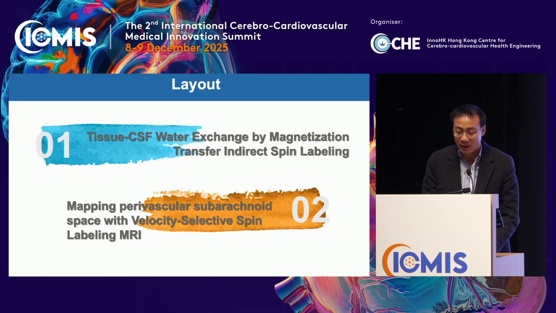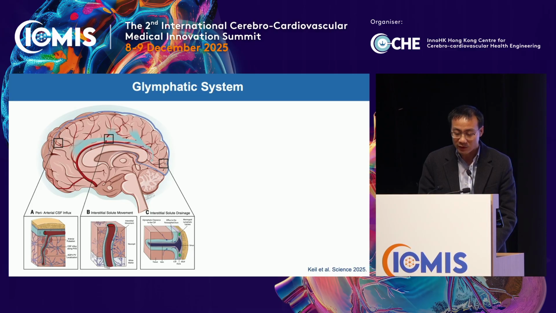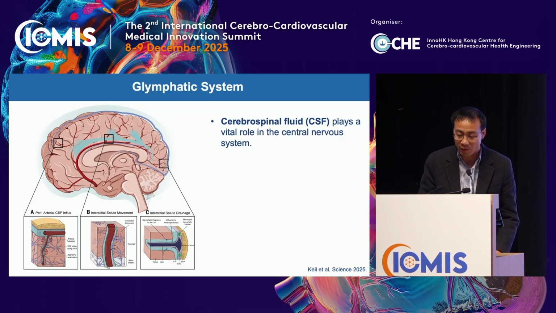One is the tissue CSF water exchange by the MESA method, and another one is CSF flow in the brain, which we call velocity selective spin labeling MR. Firstly, why are we so interested in the CSF? Because the CSF was not studied intensely previously, and people thought it's not that critical in the brain, just a buffer system for mechanical protection.